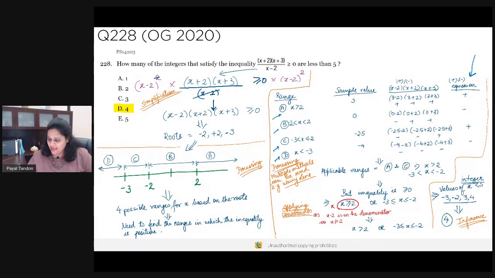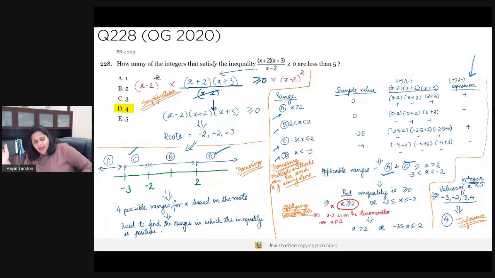When I do that, and I want you to do that on your own, okay? When I do that, what I get is that applicable ranges are A and C, which means that x is greater than 2, this is a range and this is the pertinent range. And so these are the two possible ranges for x.